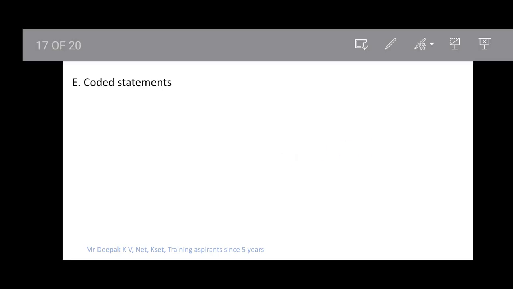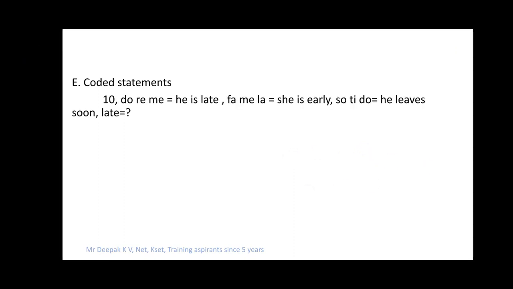Dear aspirants, we are speaking about coding and decoding, and we were speaking about the classifications of the coding. So another classification is coded statements. Let's understand this with an example. Here we can see "do re mi" is a code and it is decoded as "he is late". "Fa me la" is a code and decoded as "she is early". "Tai do" is a code and "he leaves soon" is the decode.